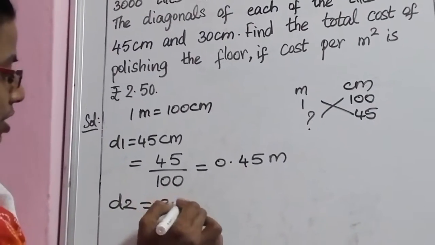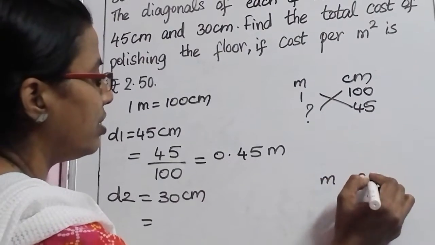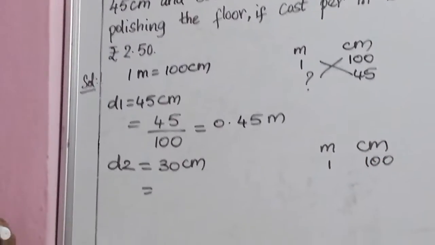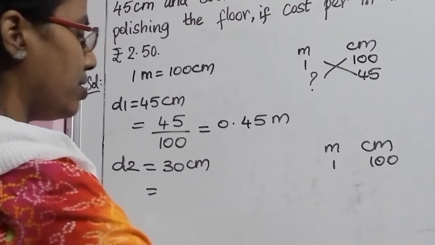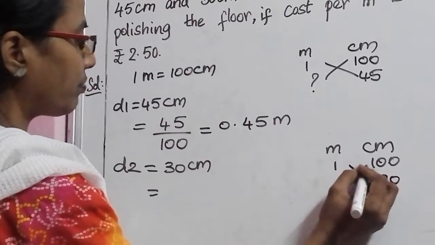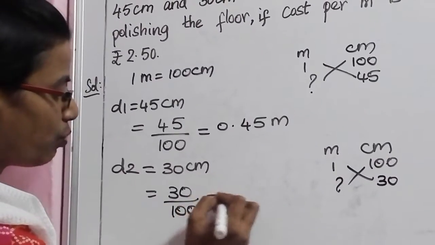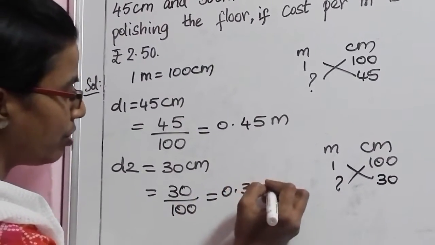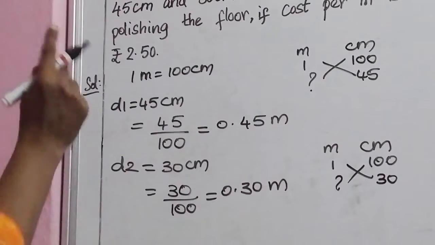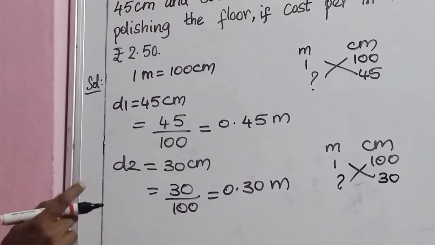Let's find out the value of D2. D2 is equal to 30 centimeters. This again we have to convert into meters. 1 meter is 100 centimeters, and 30 centimeters is how much? Now cross multiplication: it is 30 divided by 100, which is equal to 0.30 meters. So you have D1 and D2. Now they have given you that each tile is rhombus shaped.